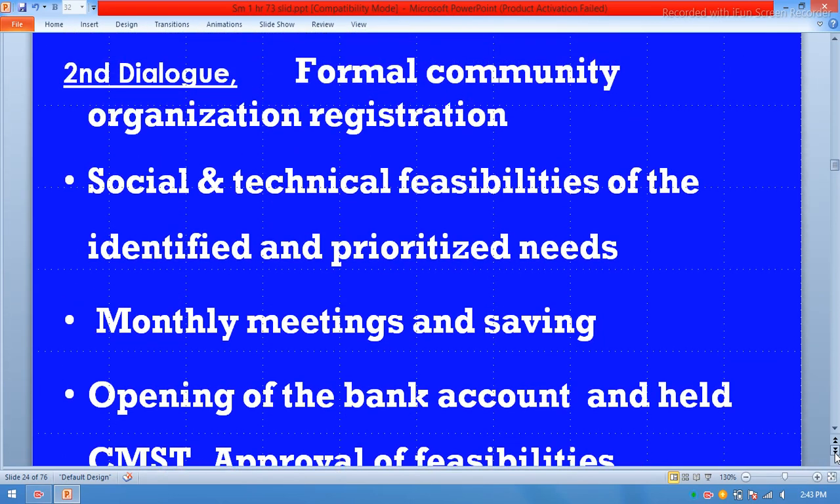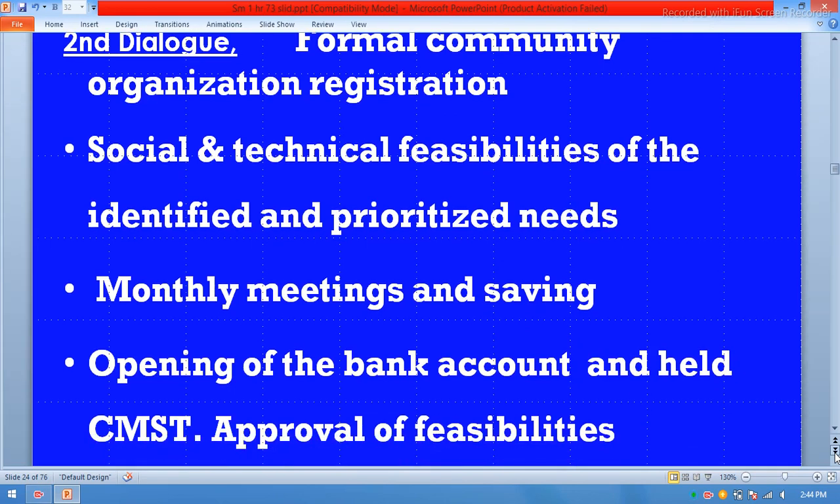Second dialogue. Formal community organization registration, social and technical feasibility of the identified and prioritized needs, monthly meeting and saving. When an organization has been formed in the village, then the members of the village organization can start monthly meetings and collect saving in each meeting. Opening of the bank account and community management skill training.